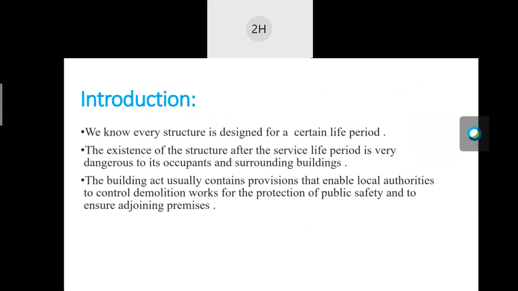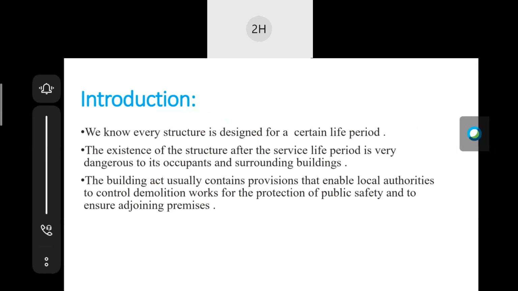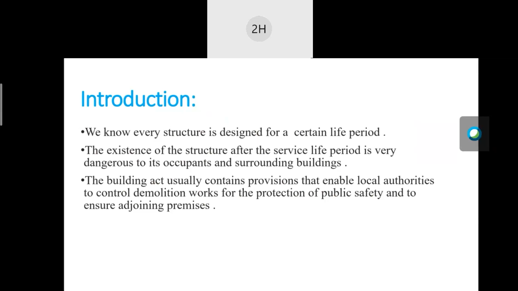Introduction. We know every structure is designed for a certain life period. The existence of a structure after the service life period is very dangerous to its occupants and surrounding buildings. The Building Act usually contains provisions that enable local authority to control demolition work for the protection of public safety and to ensure the safety of adjoining premises.